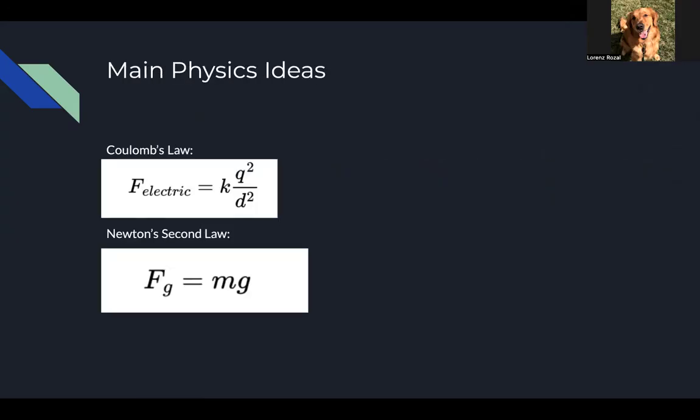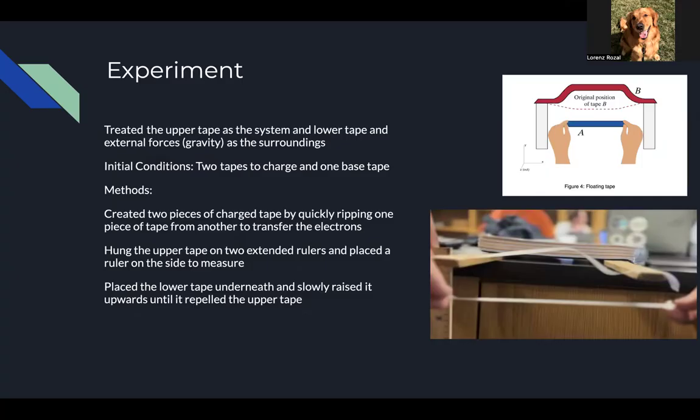These are the two main physics ideas that we used, Coulomb's law and Newton's second law. In this experiment, we determined the distance at which the two pieces of tape would repel each other. Since we have the K value and the weight of the tape, we were able to calculate the charge value, which is Q. We set the electric force equal to the force of gravity because F net equals 0, and we assumed that the charges were equal to each other for both pieces of tape.